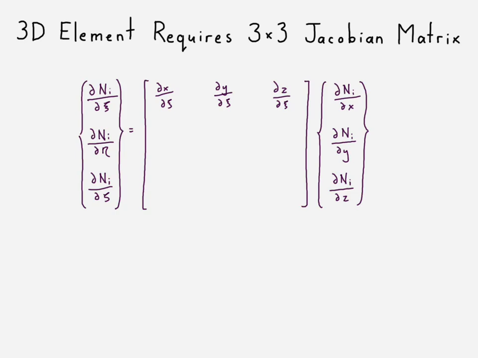Just showing the chain rule in effect here, if I wanted to find the derivative of my first shape function with respect to xi, I could say it's the derivative of x with respect to xi multiplied by the derivative of my same shape function with respect to x. And we just do the same thing for y and z. We'll populate the rest of this Jacobian matrix.